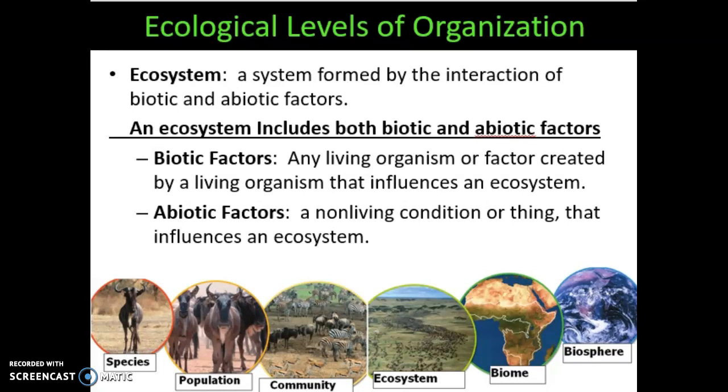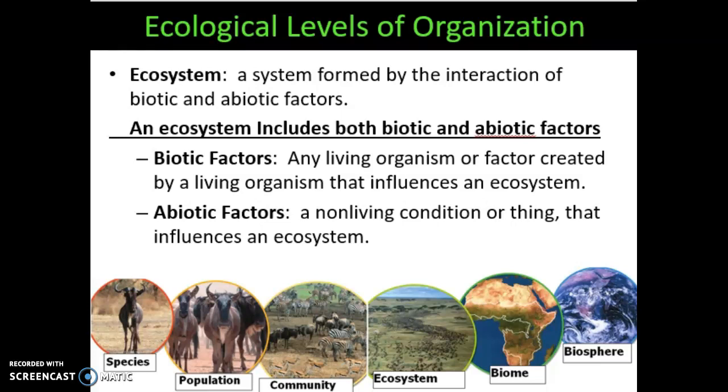Our next term is ecosystem. An ecosystem is all of the living and non-living factors interacting together. So we have two special terms here, biotic factors and abiotic factors. Biotic is any living factor in an ecosystem. And it doesn't have to be alive. It could be something that is created by something that's alive.